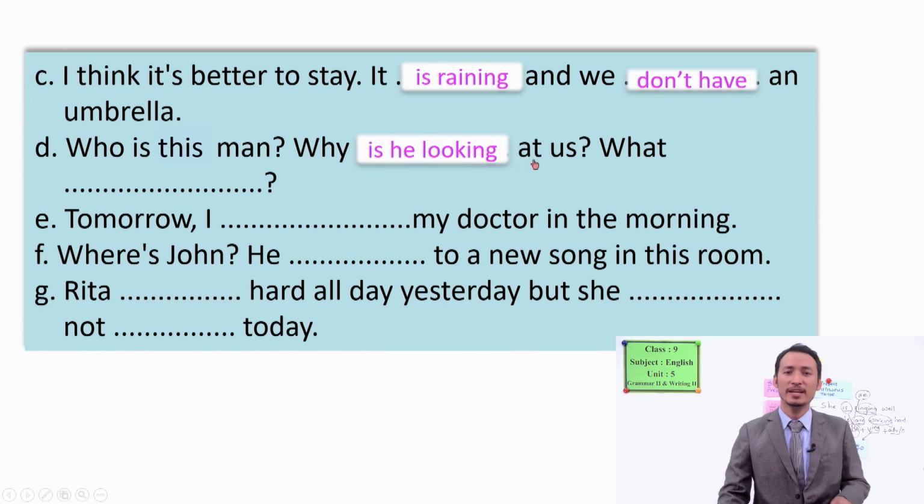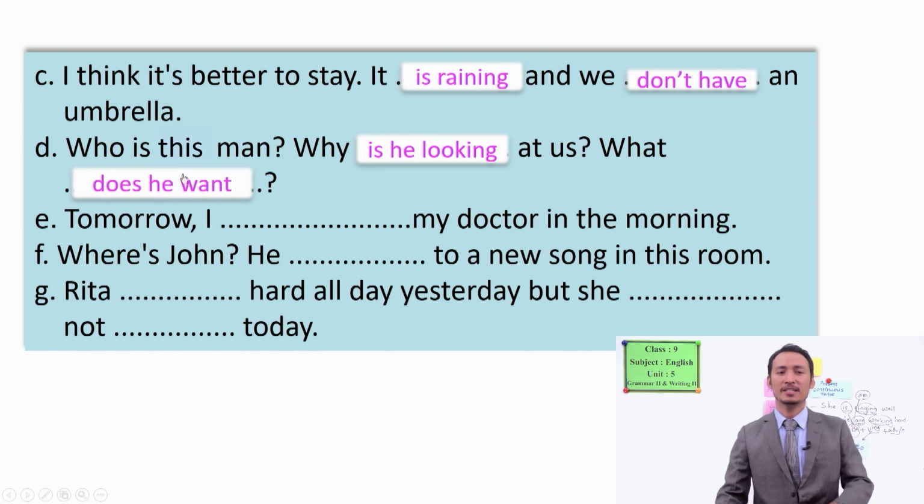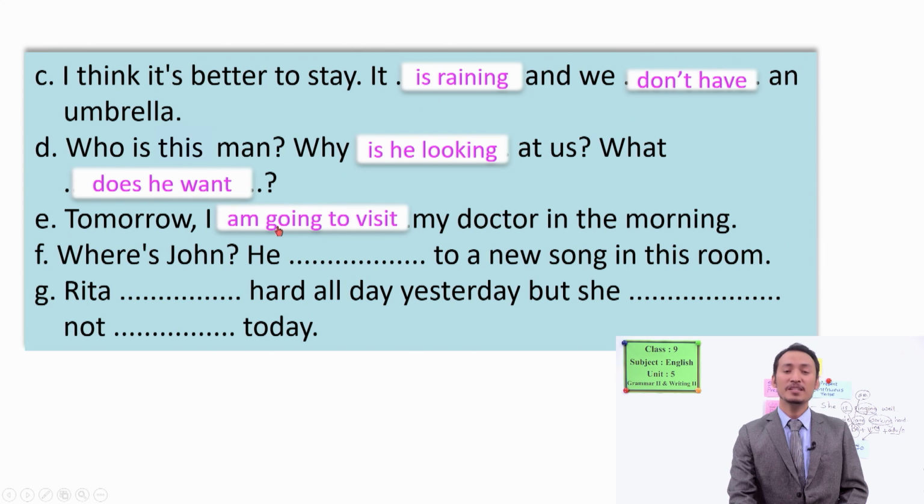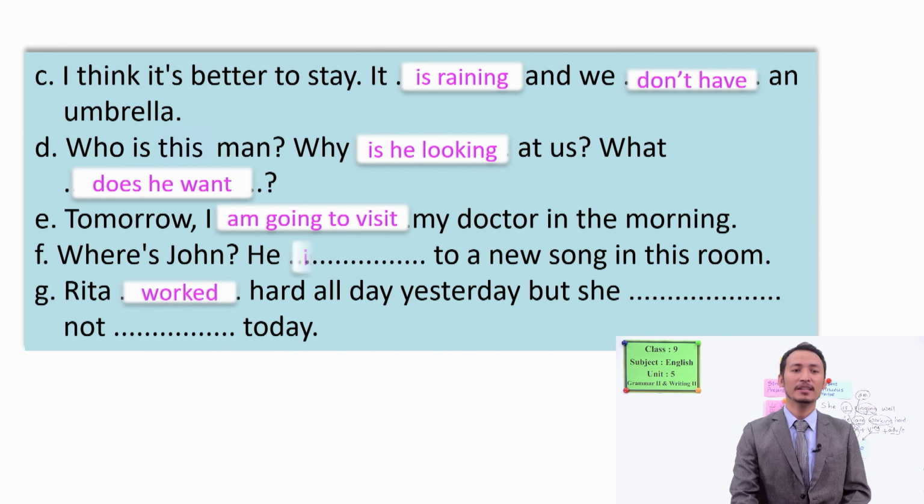Why is he looking at us? And what does he want in present tense, simple present tense? Tomorrow, look at here. I'm going to visit my doctor. This is your plan. And where is John? He is listening to a new song in this room.